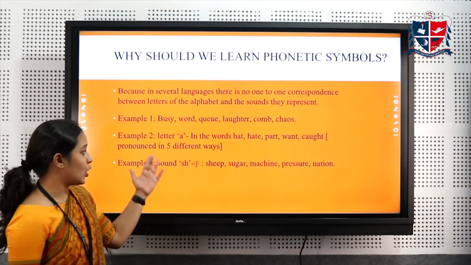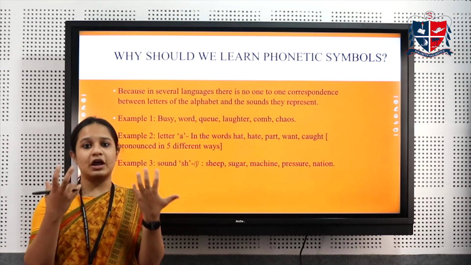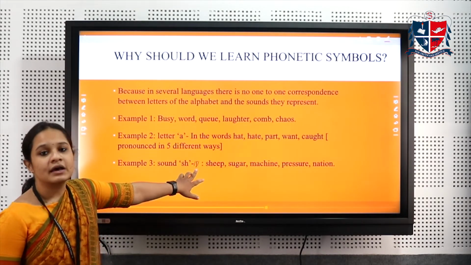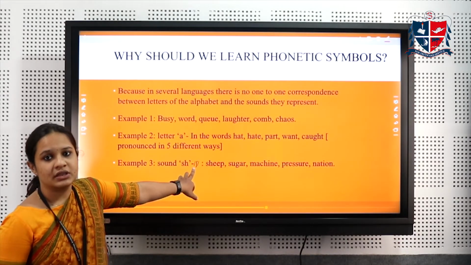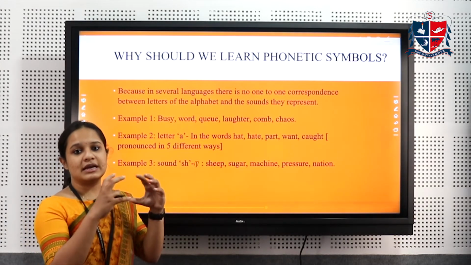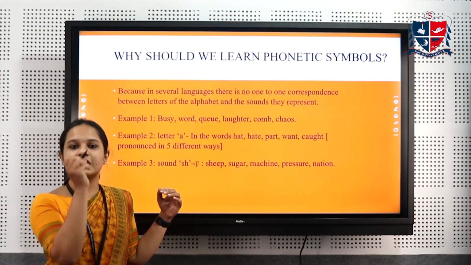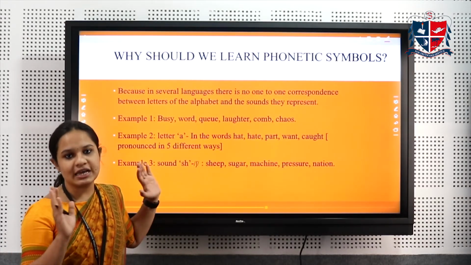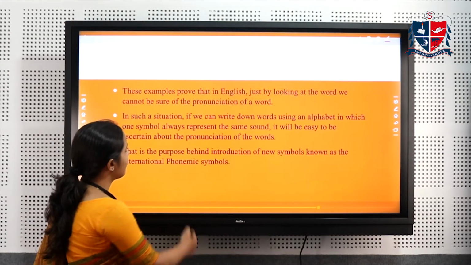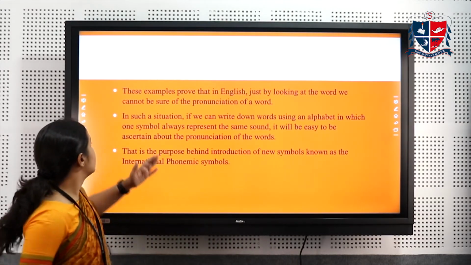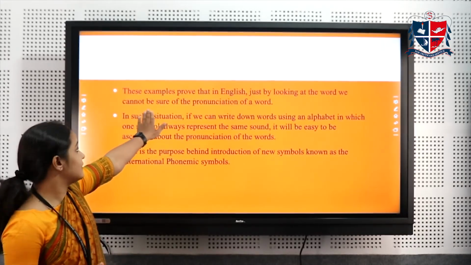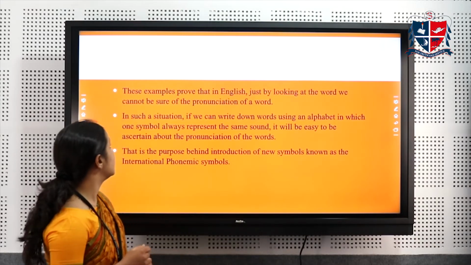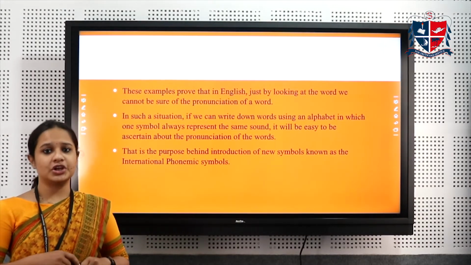So I think you understood why we need to learn the phonetic symbols. Like if we want to represent something, or if you want to convey the correct pronunciation of something, you can write it using the phonemic representation sh. Then all over the world, it's a standardized representation of the sound sh. So all over the world, if you write it like this, it will be pronounced sh itself. Okay. Now, let's see these examples prove that in English, just by looking at the word, we cannot be sure of the pronunciation of the word.